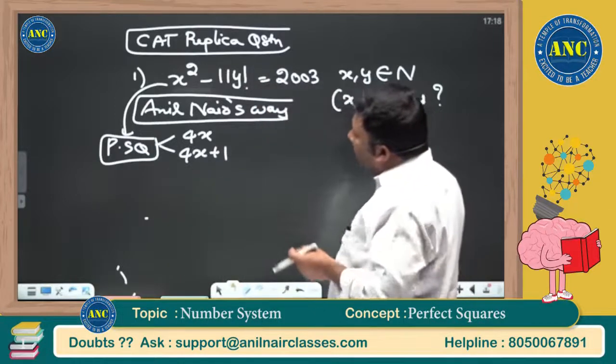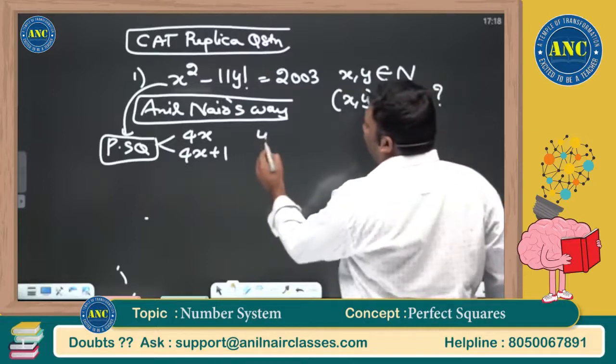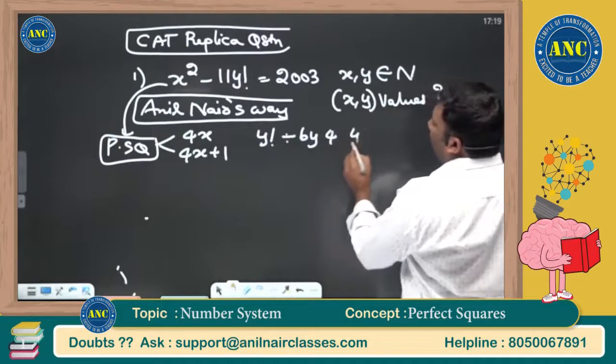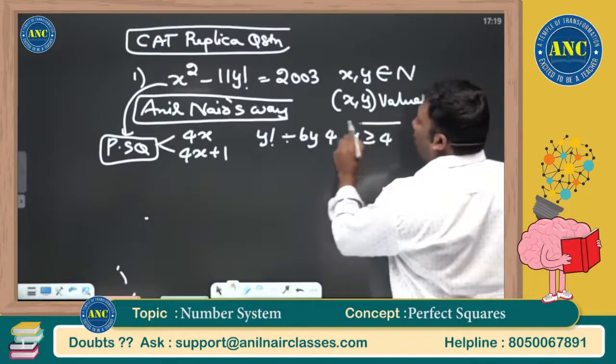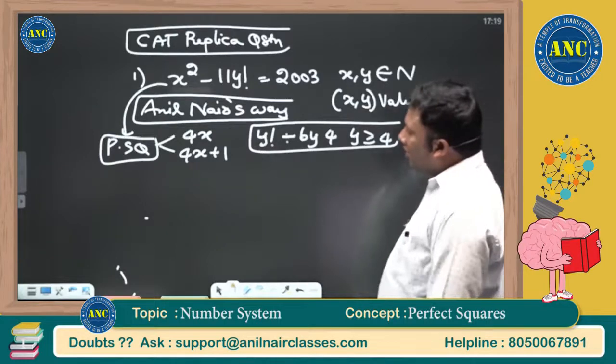A perfect square is always of the form 4x or 4x plus 1. Y factorial is always divisible by 4 for y greater than or equivalent to 4.